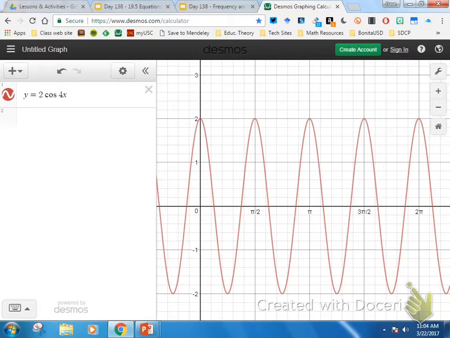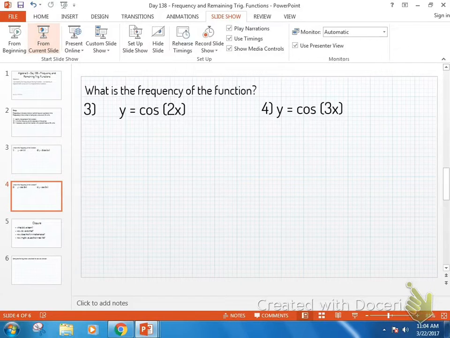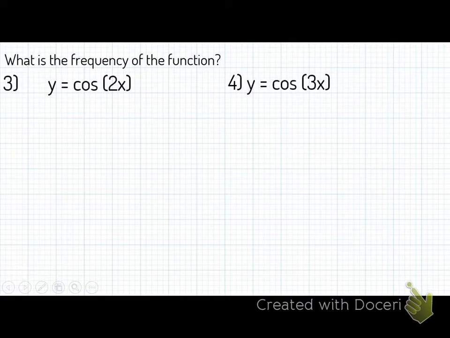Cool. So let's see you do a couple more. Let me pull this back up. Let's see if you can do number 3 and 4. Let's have you do these two with your groups, and I'll come back and show you the answers. Ready, set, and go.